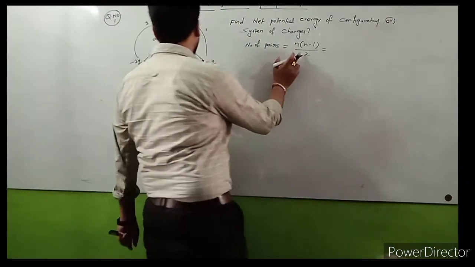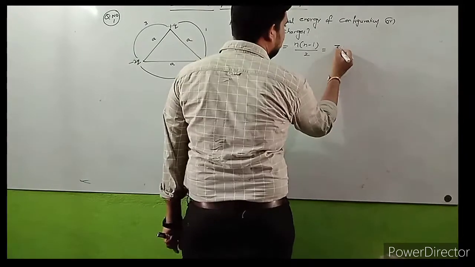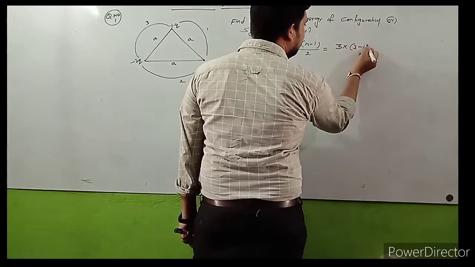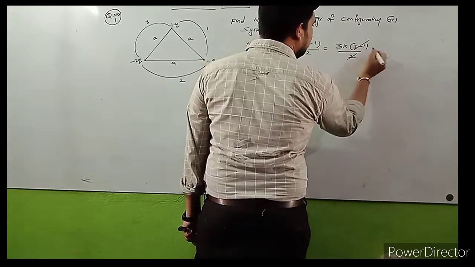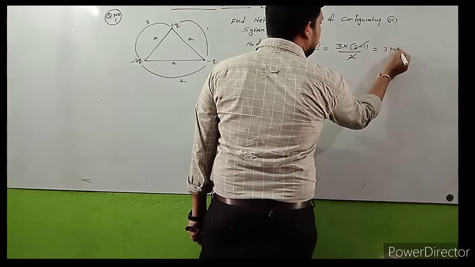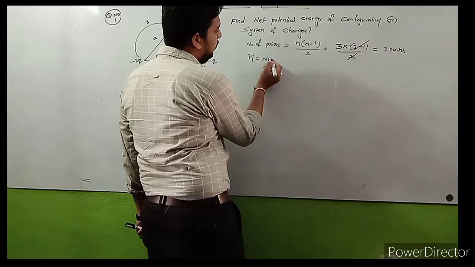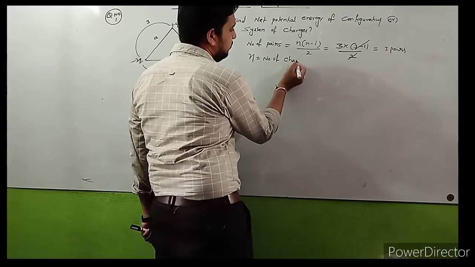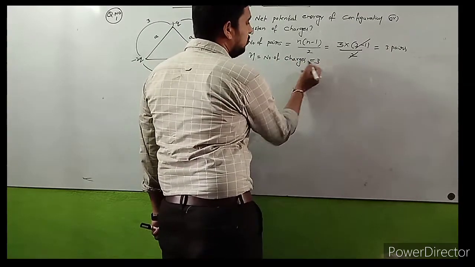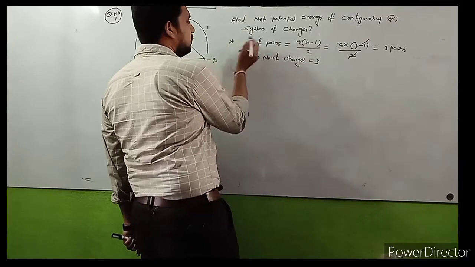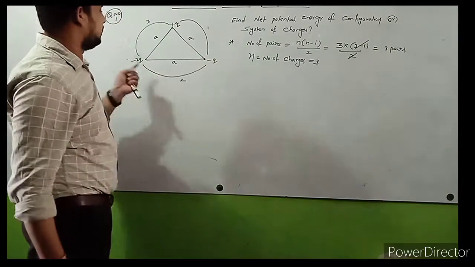Here, how many charges are there? 3 charges are there. That's why 3 into 3 minus 1 by 2. The 2 cancels, giving 3 pairs. For n equal to 3 charges, how many pairs are possible? 3 pairs are possible: 1st pair, second pair, third pair.